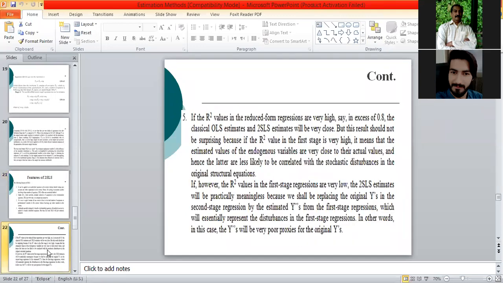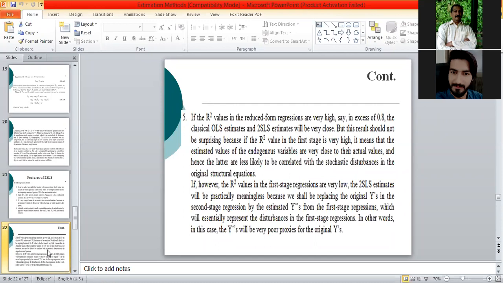If the R2 value in the reduced form, this is the stage 1, is very high, it means the model is a good fit. Very high means the value of R square is exceeding 0.8. So the 2SLS estimate will be very close to the OLS estimate, because when R square is very high, the estimated model has a minimum residual sum of square.